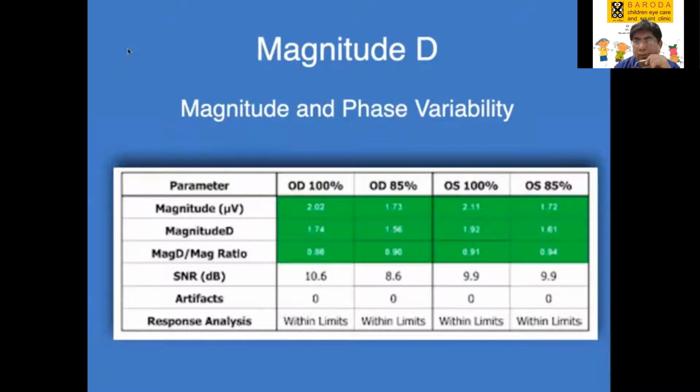So the third parameter is answered with this discussion itself: if your MagD versus Mag ratio is close to 1, it should be as close to 1 as possible. If it is close to 1, it means things are better. Variability is less. So instead of giving standard deviation, they have done it by giving a phase variability.